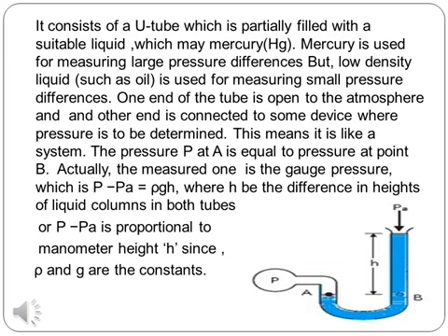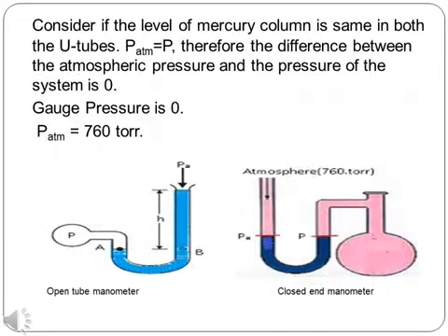where H is the difference in heights of the liquid columns in both tubes, which can be read from a calibrated scale in units of millimeter or centimeter, made on the manometer. Or P minus PA is proportional to the manometer height H, since the density rho and acceleration due to gravity g are constants.